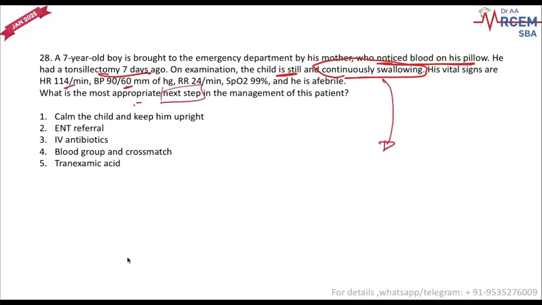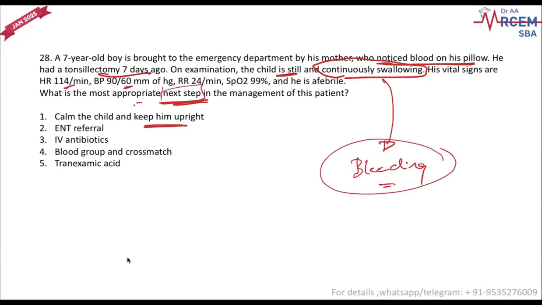Continuously swallowing means he has something in his mouth. That's why he's swallowing. In these circumstances, that means he is bleeding. He's swallowing the blood, that's why he's not vomiting or throwing up. It is bleeding from the tonsils, and whatever blood is accumulating, he's swallowing. They're asking what is the next best step. Whenever there is a bleed in your face, nasal cavity, or oral cavity, chances of aspiration will be high. Always keep them upright. That is important. Calm the child and keep them upright to prevent aspiration. The first one is the right answer here. ENT referral and IV antibiotics.